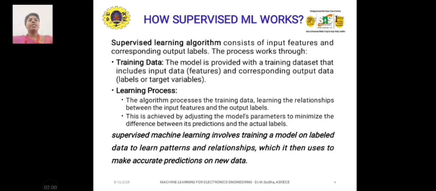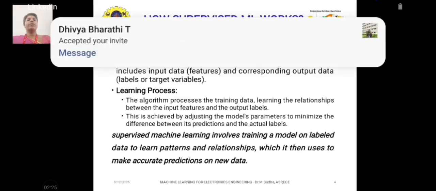And how does supervised machine learning work? A supervised learning algorithm consists of input features and corresponding output labels. The process works through the training data as well as the learning process. What is training data here? The model is provided with a training data set that includes input data, also named as features, and corresponding output data. Output data is named as labels or target variable.